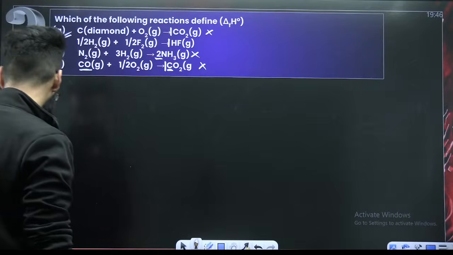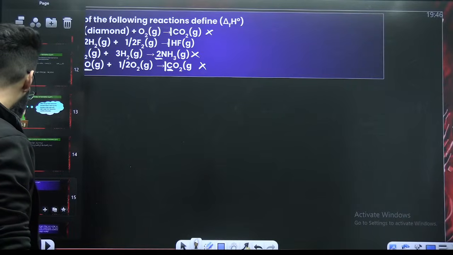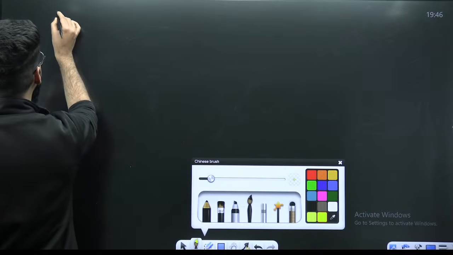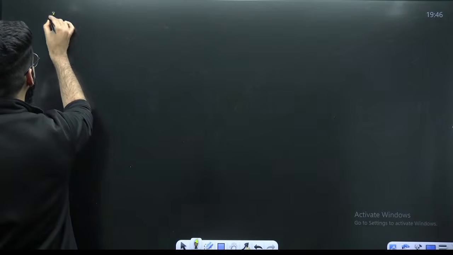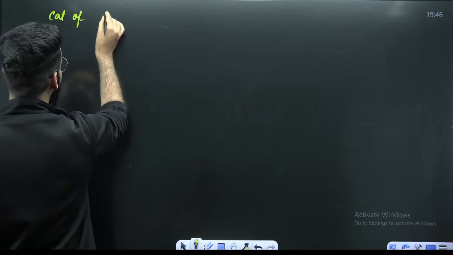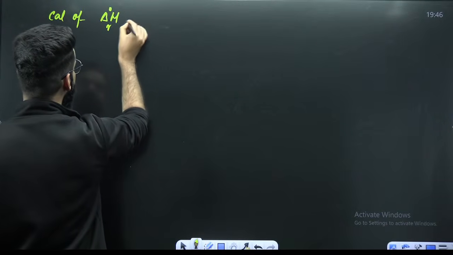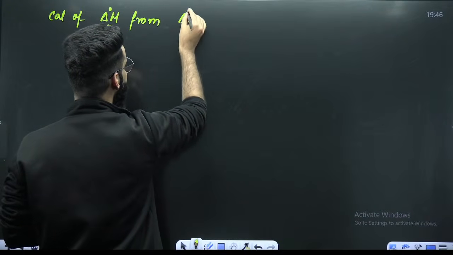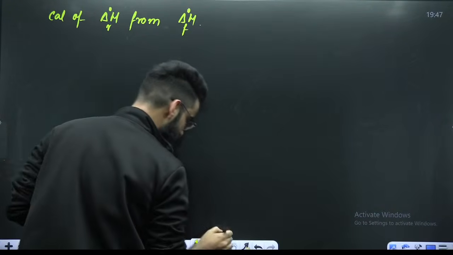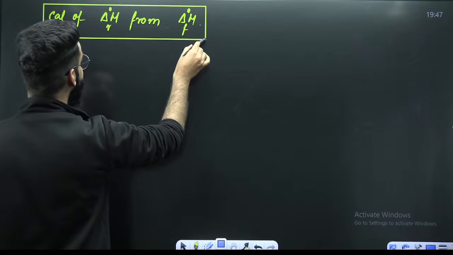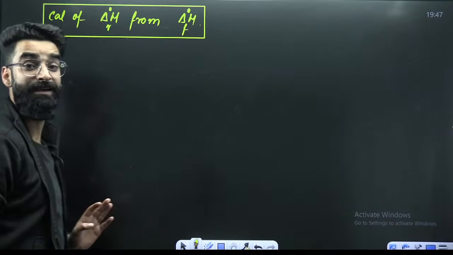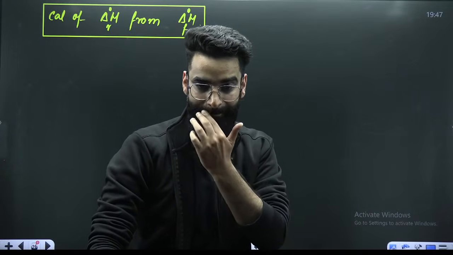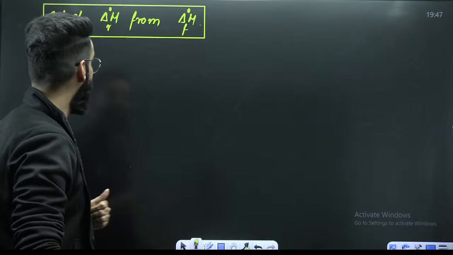Now, my dear students, before showing you one more question, let me tell you one more important thing. That is calculation of standard enthalpy of reaction from standard enthalpy of formations. Look at it carefully again.